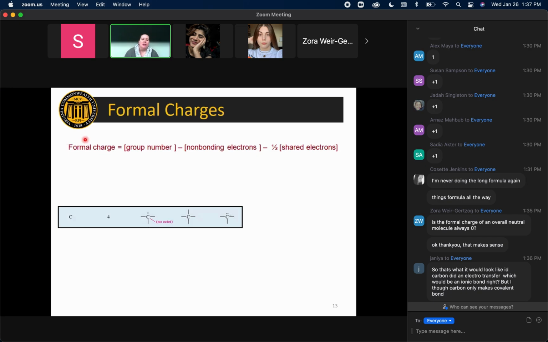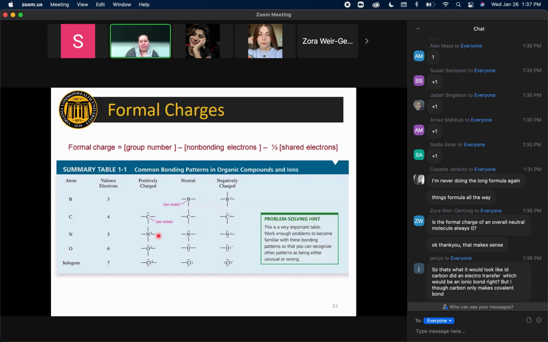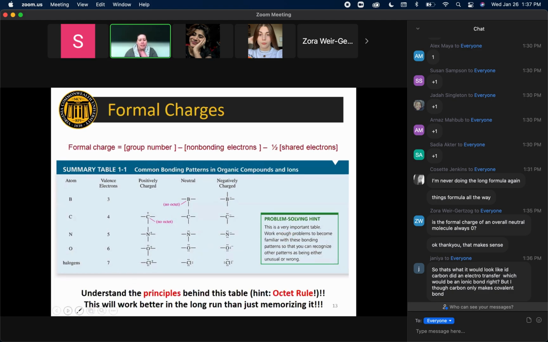Okay, so just to finish off formal charges, because we've got to get going on to our next topic. This is the rest of that table. So this table in your book, table 1-1, shows you these patterns for a lot of the elements that we're going to be playing with here in organic chemistry under common methods. And it tells you how this is a very important table. And I'm going to tell you, no, this is not a very important table.